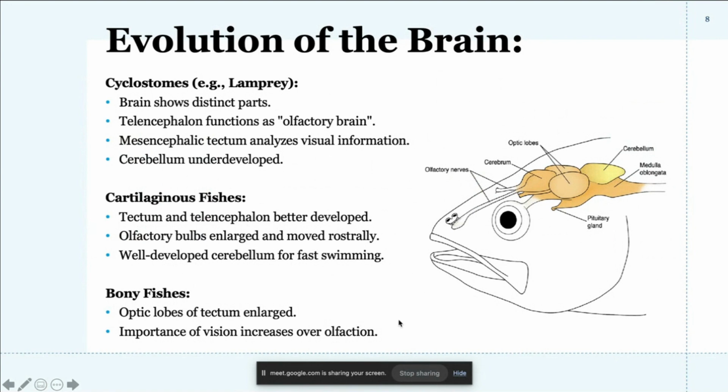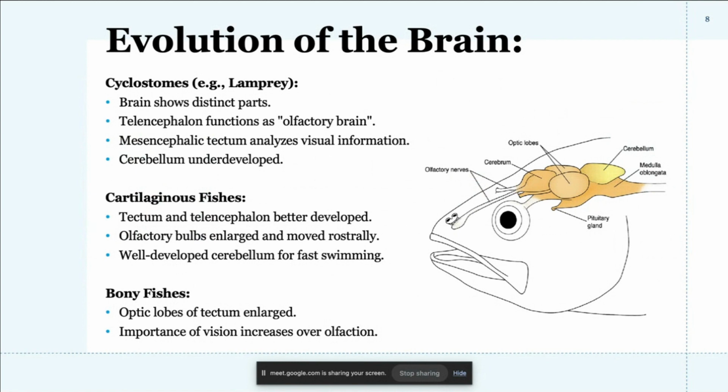Okay, and then they have their mesencephalic tectum, which is another area which is going to help them process visual information. Then their cerebellum is a bit underdeveloped. Now, the cerebellum is the area which is important for movement. The cerebellum of the agnathans is underdeveloped, and they also don't have paired fins, meaning that the agnathans are not very good swimmers, okay? They don't really swim well.